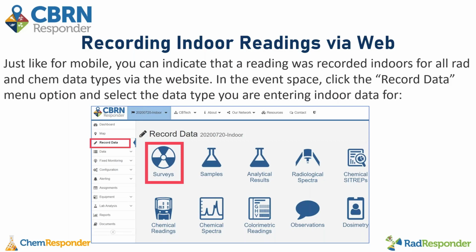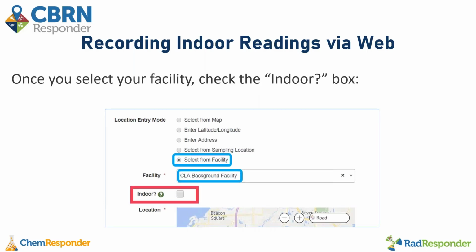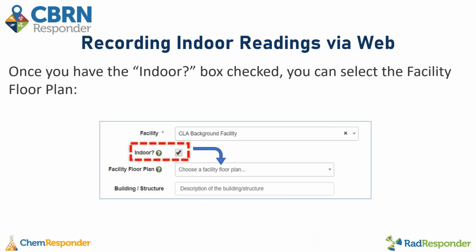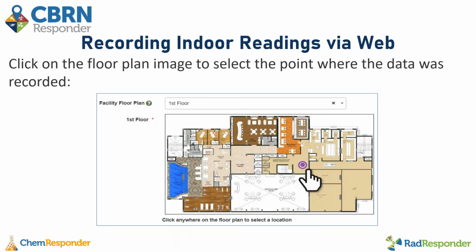For demonstration purposes, I'm just going to click Surveys, and I'll be brought to that Create Form. When I'm prompted to choose a location entry mode, I will click Select from Facility, and then choose that facility that has my floor plan. I will then select Is Indoor, this indoor box right here, to then be able to select the corresponding floor plan. The floor plan name here is first floor, so I'm going to select that, and now my first floor image will show. I'll click on the floor plan image to choose the point as to where the data point was recorded.